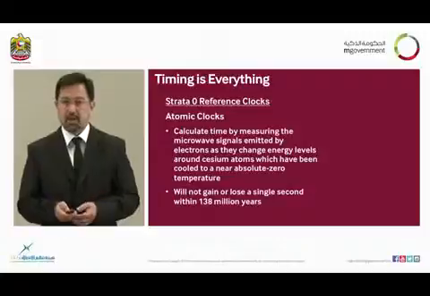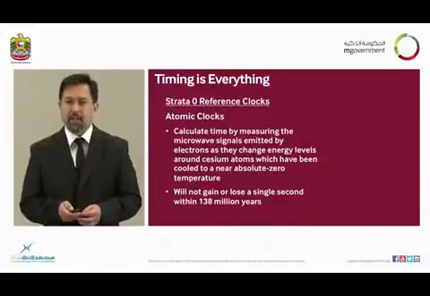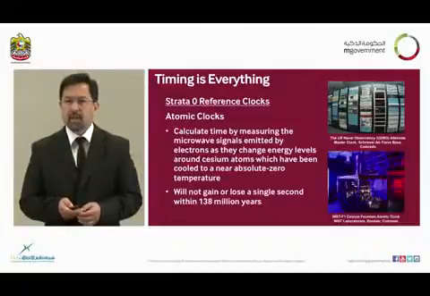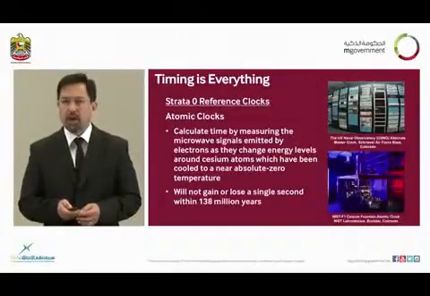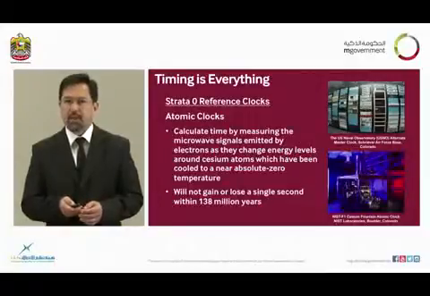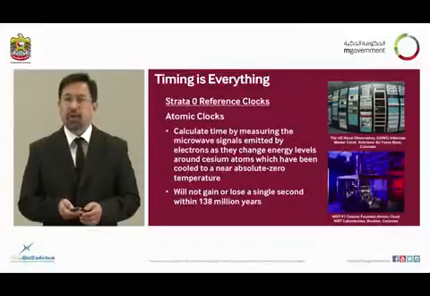What you really need to know is that these clocks will not gain or lose a single second within 138 million years. There's a couple of pictures of two locations of atomic clocks, both of them in Boulder, Colorado, but one is with the U.S. Naval Observatory, and the other one is with an organization called NIST.